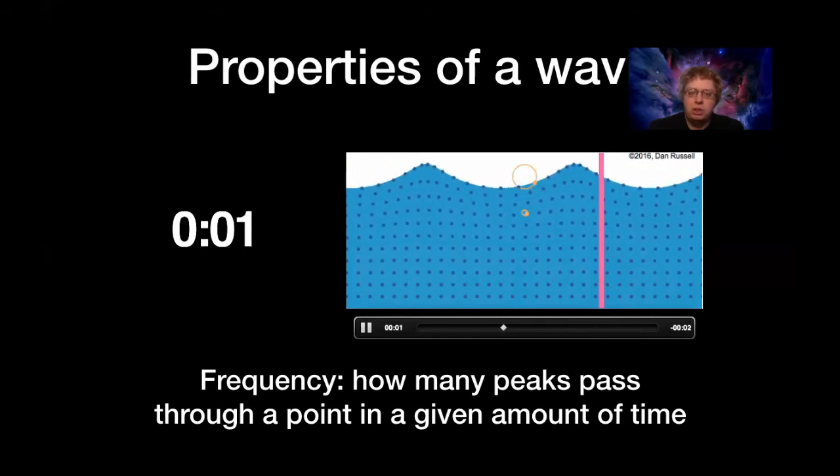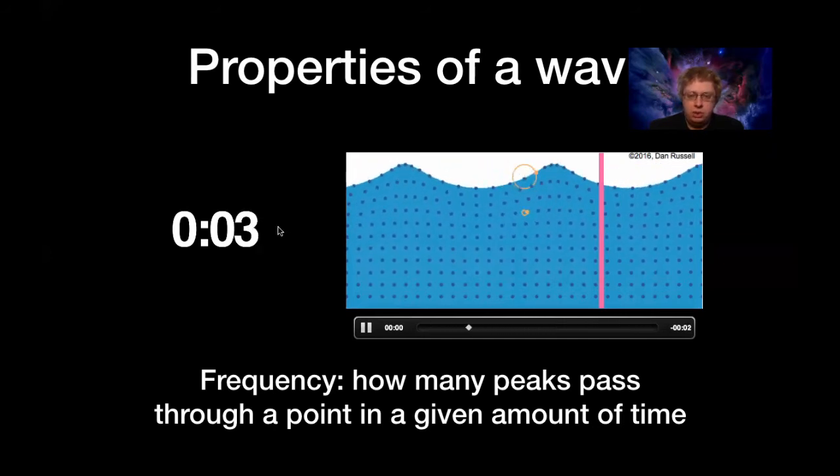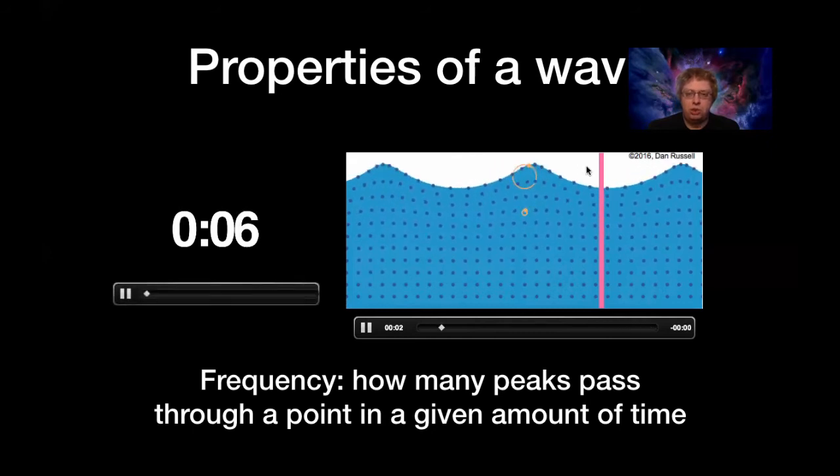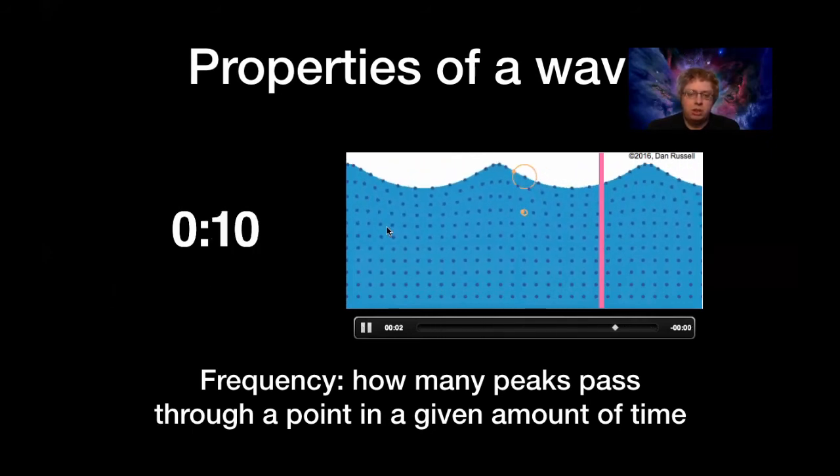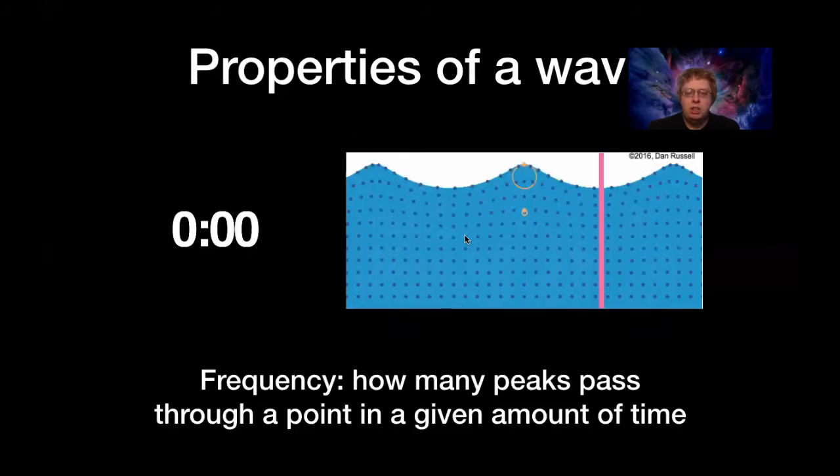So if you count, you can watch this clock go upwards and see how many peaks and troughs go through this point here. And now I'm going to pause here. And I counted that there were 4 times that the peak went through that line over those 10 seconds. So the frequency is the number of peaks that pass through in a given amount of time, which is 4 cycles per 10 seconds. Or if you just do that division, 0.4 cycles per second.